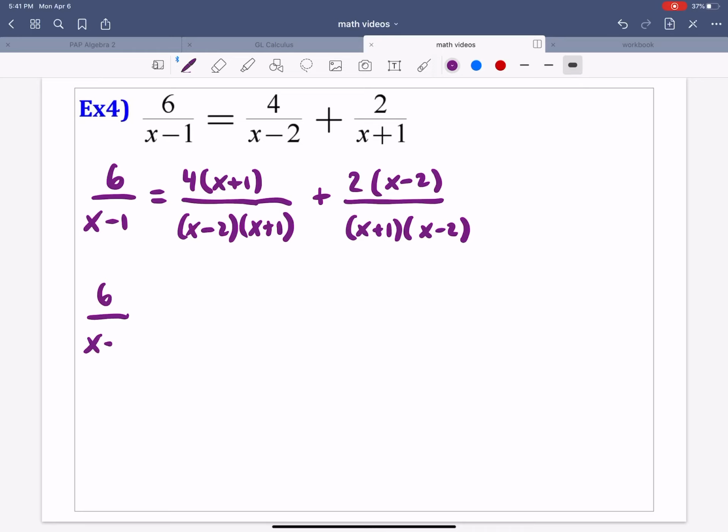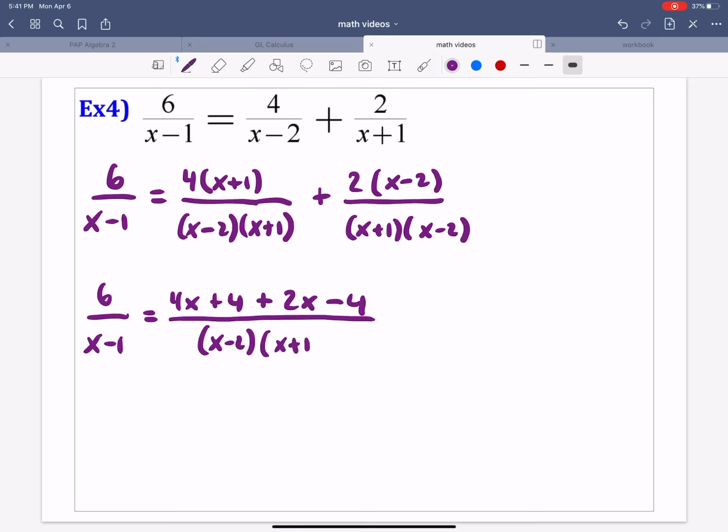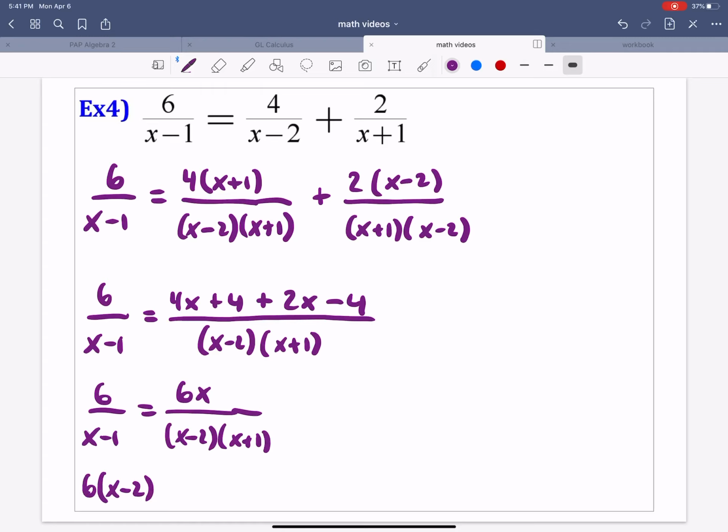So let's clean this up. We get 6 over x minus 1 equals 4x plus 4 plus 2x minus 4, all over x minus 2 times x plus 1. Let's clean it up one more step. We get 6 over x minus 1 equals 6x, since the plus 4 and minus 4 cancel, all over x minus 2 times x plus 1. So then we're going to cross multiply. We get 6 times x minus 2 times x plus 1 equals 6x times x minus 1.